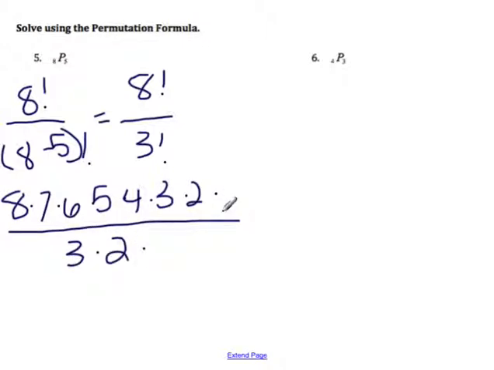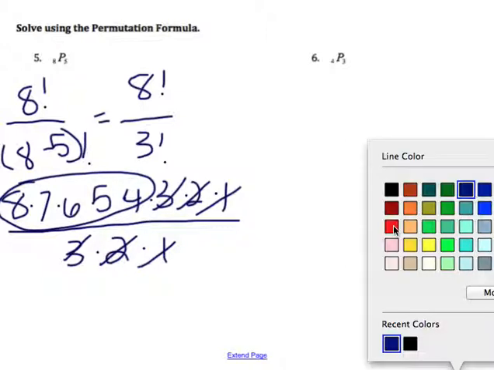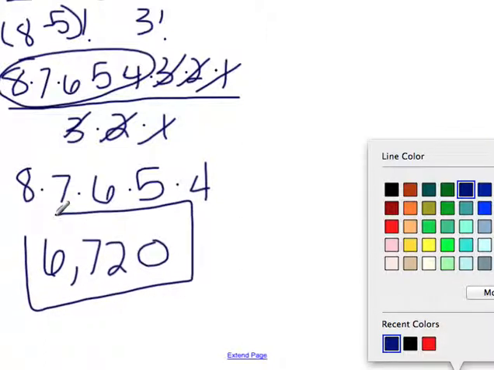Then we can go ahead and cross off our factorials. So cross those off and cross those off. Left over up top, I have 8 times 7 times 6 times 5 times 4. I'm going to multiply that out. When you multiply that out, you end up getting 6,720. And we don't need to label it because we're just using that formula there.